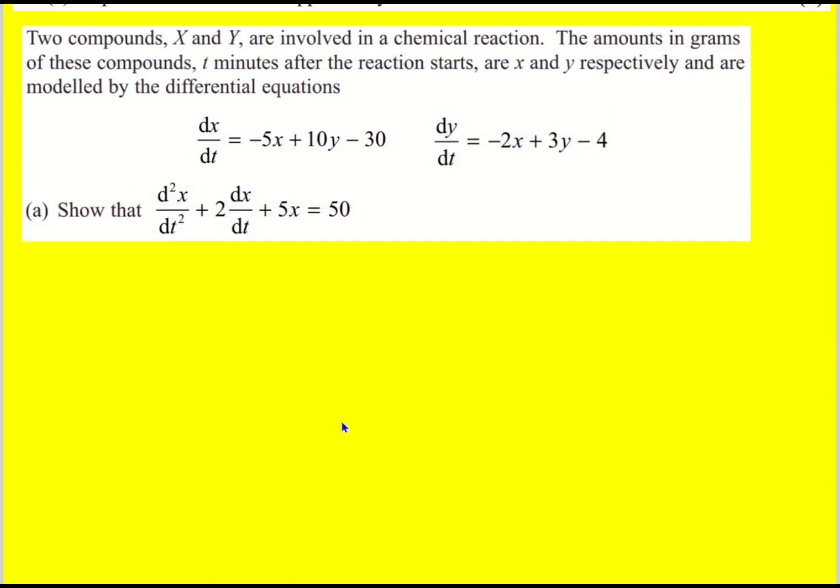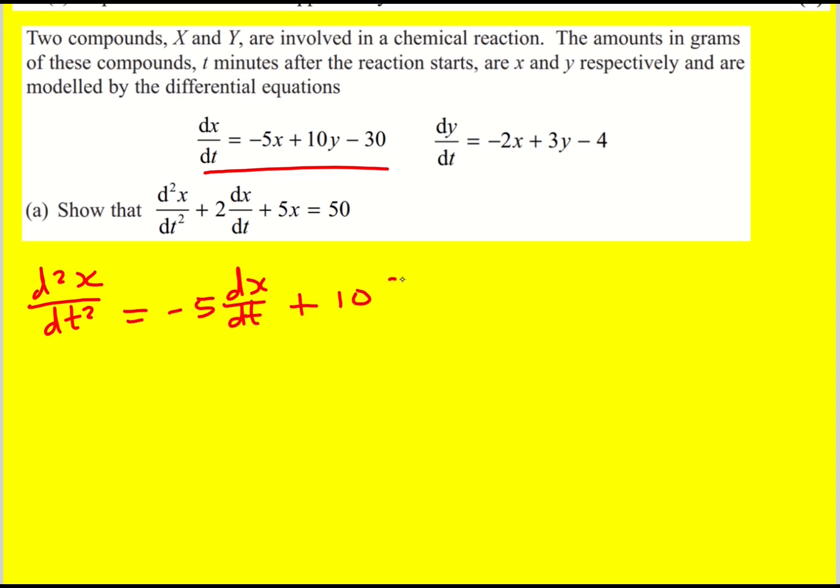So what we're going to do is take this equation here and differentiate both sides with respect to t. Then we'll get d2x by dt squared equals minus 5 dx by dt plus 10 dy by dt. And the minus 30, of course, goes.